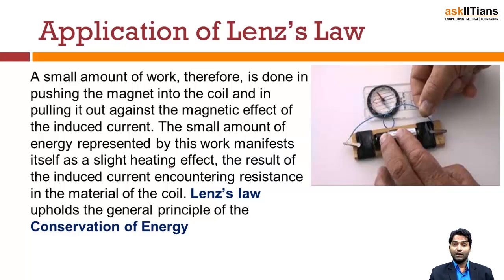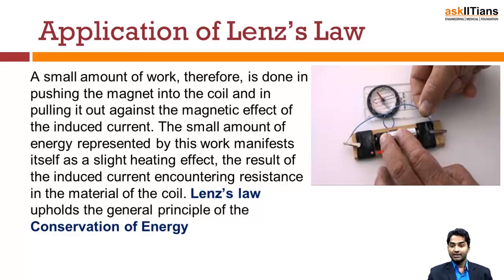Now the small amount of energy represented by this work manifests itself as a slight heating effect. So we know that 100% of the energy is not converted. Some percent of energy is wasted in the form of heat energy. This results from the induced current encountering resistance in the material of the coil. This is under Lenz's law, and in this way the law of conservation of energy takes place. Work done by the external agent is equal to the electric energy induced across the coil along with the heat production. So this is the example.